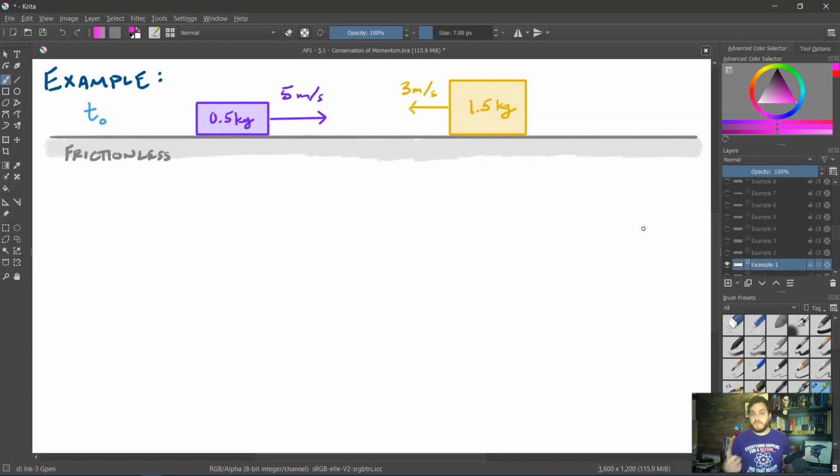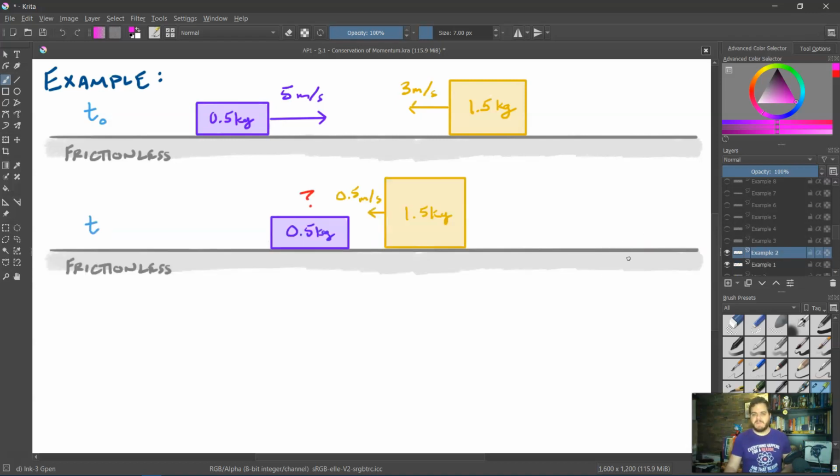Well, eventually, these two blocks are going to impact each other. And when they do that, let's go ahead and say that we know a little bit of what it looks like afterward. And we know that the 1.5 kilogram block is now going to be moving at 0.5 meters per second to the left. But we don't know how fast the 0.5 kilogram block is going to be moving after this collision. And how exactly could we go about figuring that out?